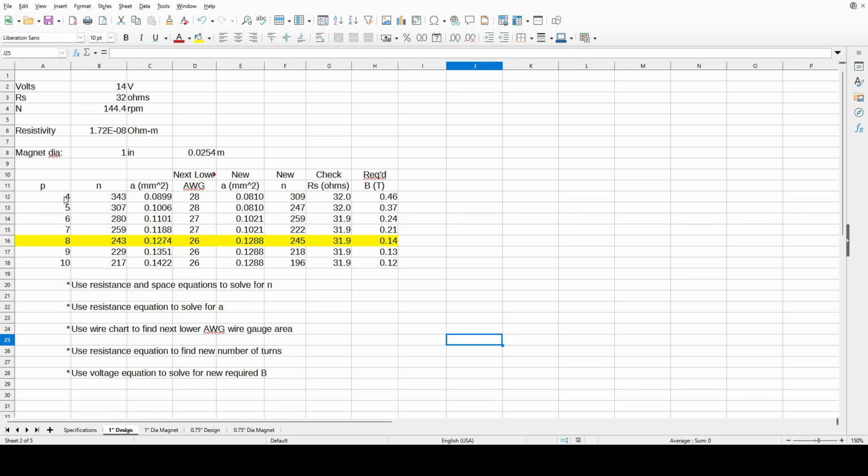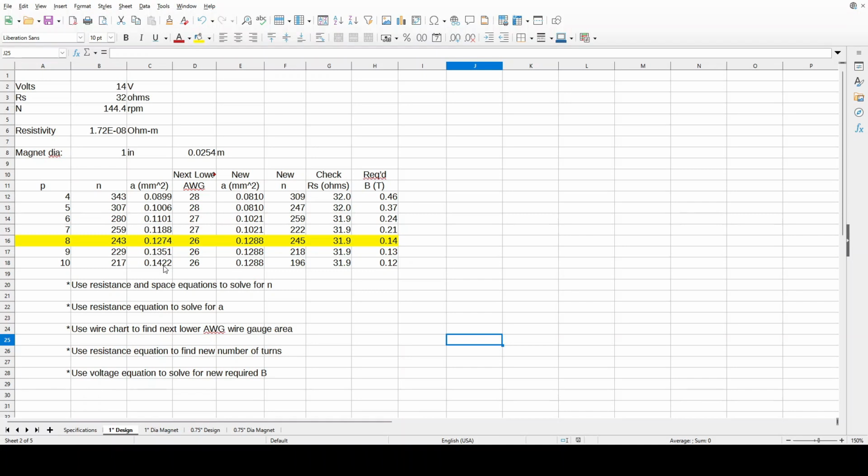So in this column, I'm just looking at different number of poles. So I just got 4 to 10. It's easy to calculate, so might as well make a whole list of them. And then I use the resistance and the space equations to solve for the number of turns. So these are the number of turns that we can fit in that space, and then the area of the wire in order to meet our resistance requirements.